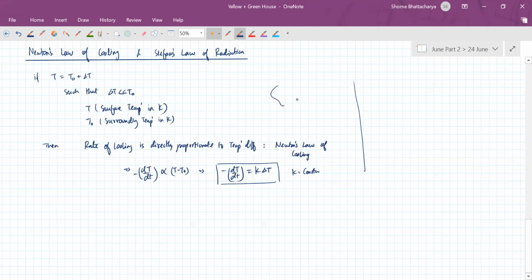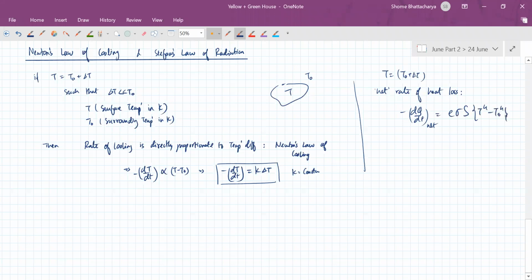What Stefan's law of radiation says is that if some surface is at temperature T and the surrounding is at a temperature T naught, where T is equal to T naught plus delta T, then the net rate of heat loss, as we just saw, minus dQ by dt, should be equal to E times sigma times surface area times (temperature of the body to the power 4 minus temperature of the surrounding to the power 4). This is the statement of Stefan's law. So what's the connection between these two?